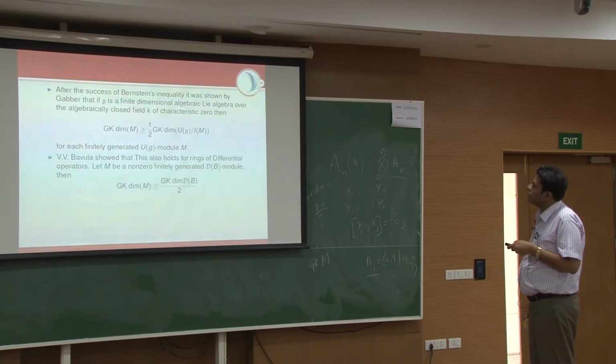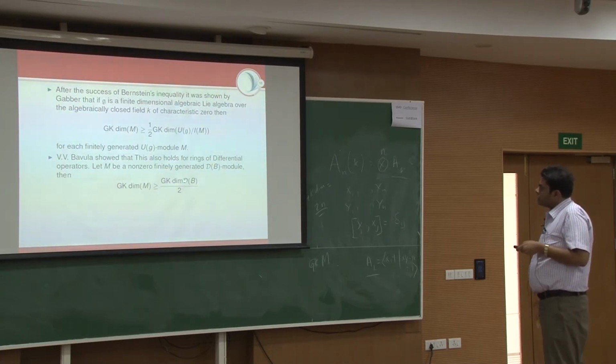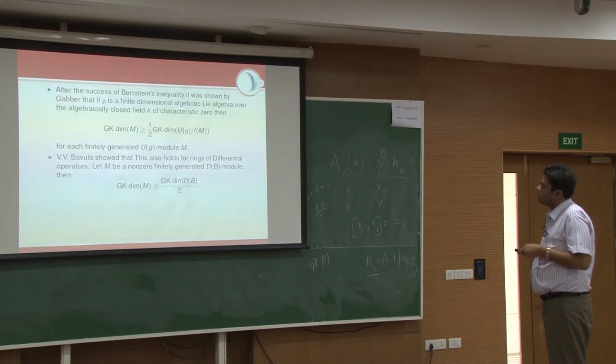This is UG, and G has some assumptions. It's a finite dimensional algebraic Lie algebra. And then this inequality was also shown to hold: the GK dimension of a module is at least half the GK dimension of the ring. It was also shown to hold for so-called rings of differential operators.